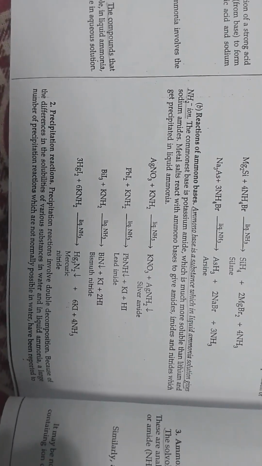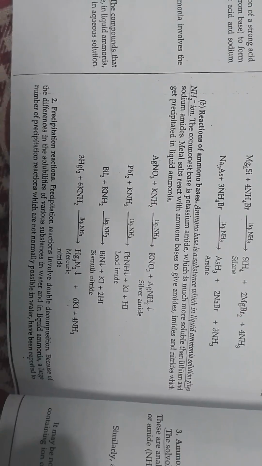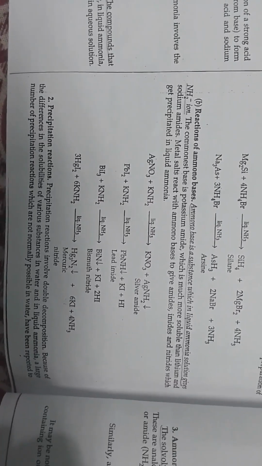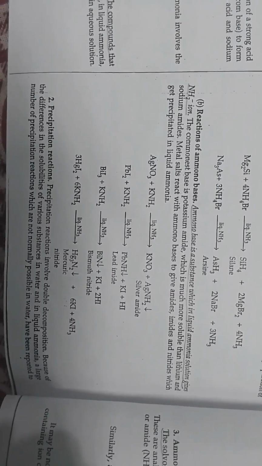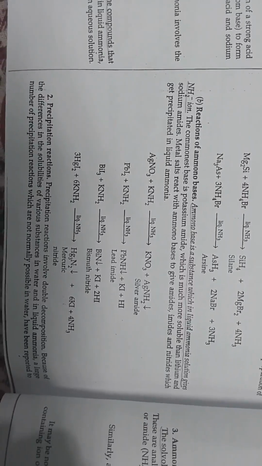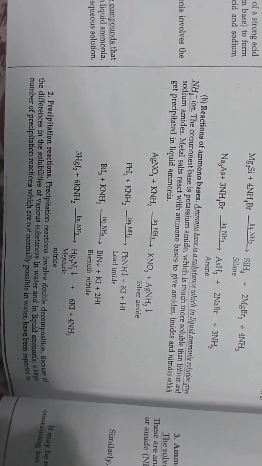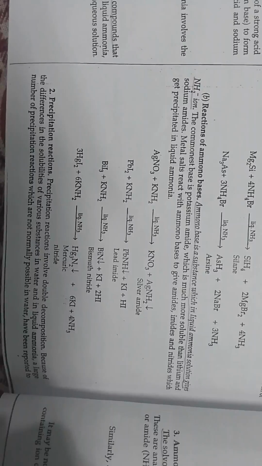Reaction of ammono bases. An ammono base is a substance which in liquid ammonia solution gives NH2⁻ ion. The commonest base is potassium amide, which is much more soluble than lithium and sodium amides. The metal salts react with ammono base to give amides or nitrides, which get precipitated in liquid ammonia. AgNO3 plus KNH2 gives KNO3 plus AgNH2, silver amide.